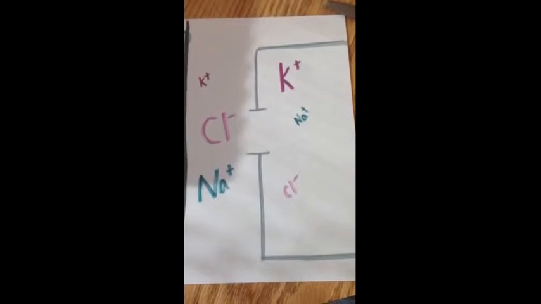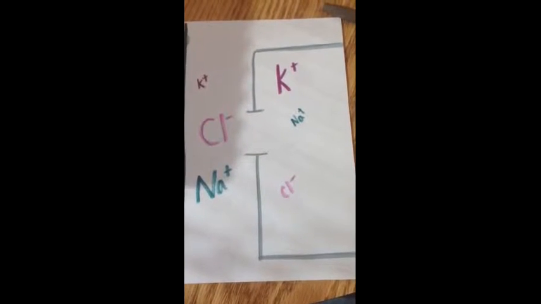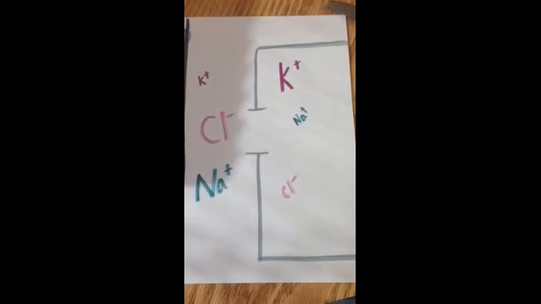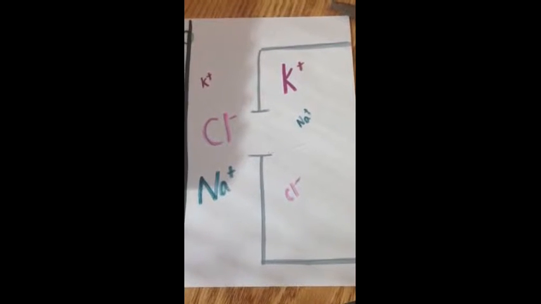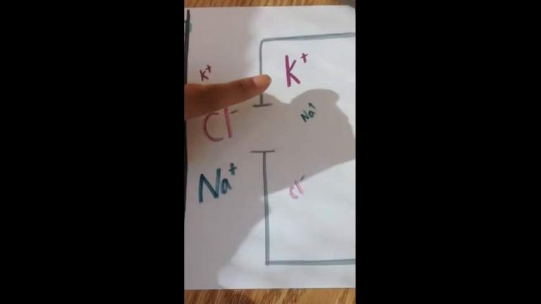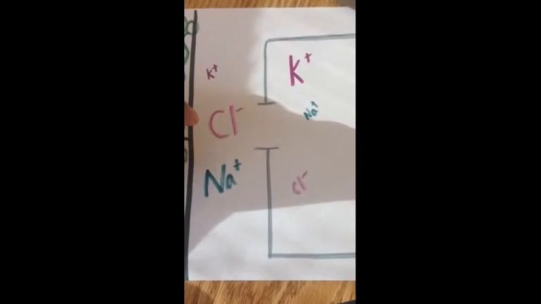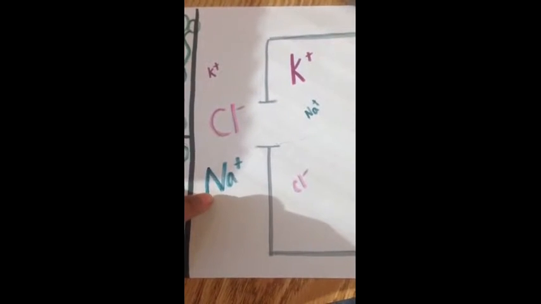As previously mentioned, there is a difference between the charges in the inside and the outside of the cell. The inside of the cell is more negative, while the outside of the cell is more positive. On the inside, we have a greater concentration of potassium. On the outside of the cell, we have a greater concentration of sodium.